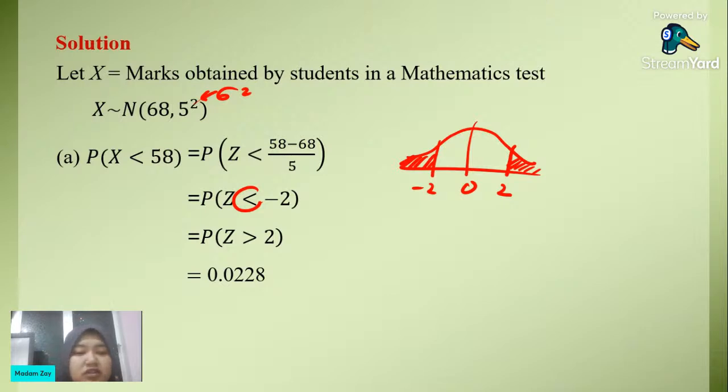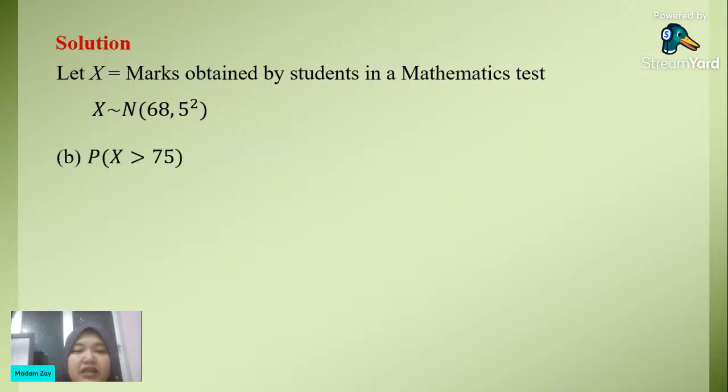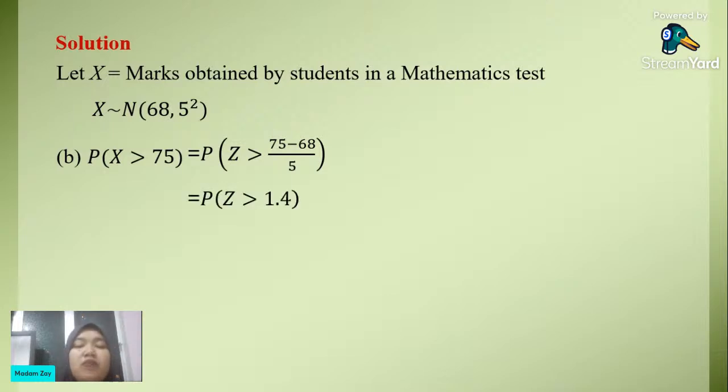Okay, now continue with question B. Probability of x more than 75. First step is to standardize. If we have normal, then we have to standardize. So first step to standardizing, apply the formula z equal to x minus mu over sigma. We have 75 minus 68 over 5, which is equal to z more than 1.4.